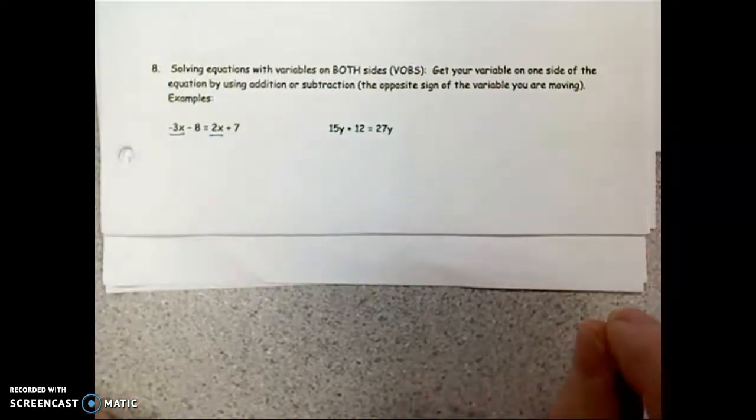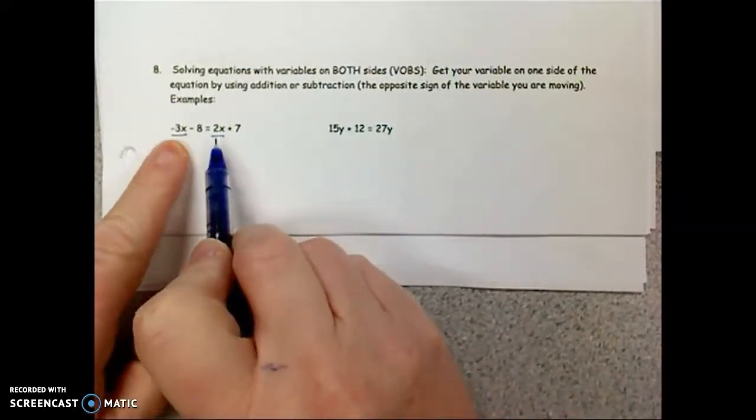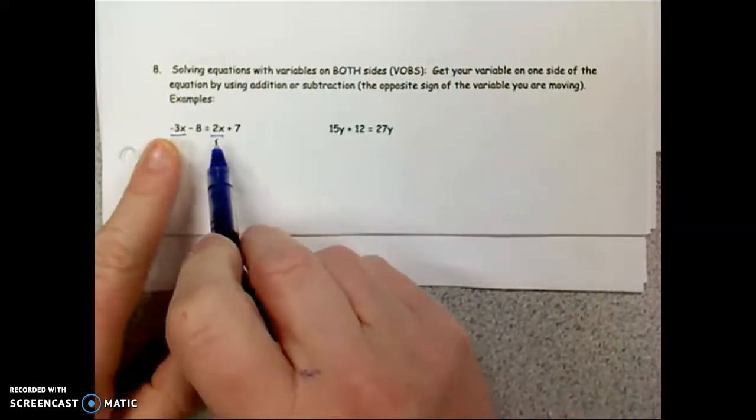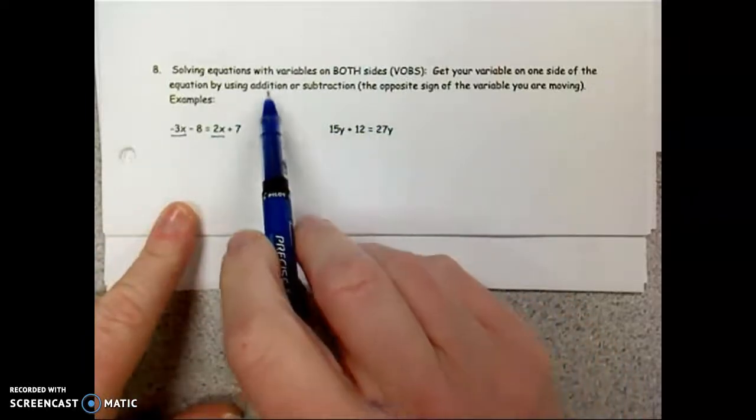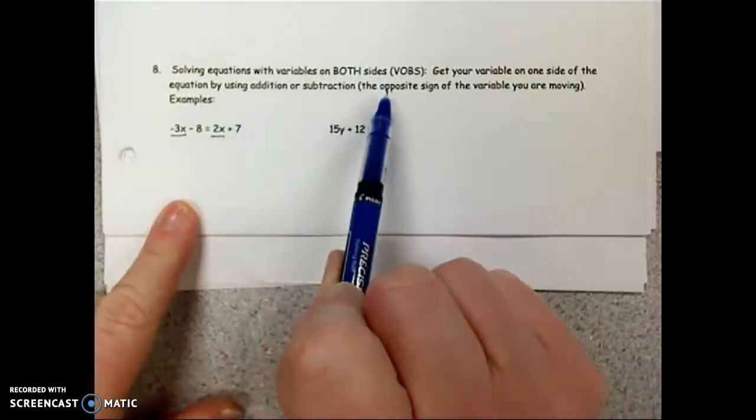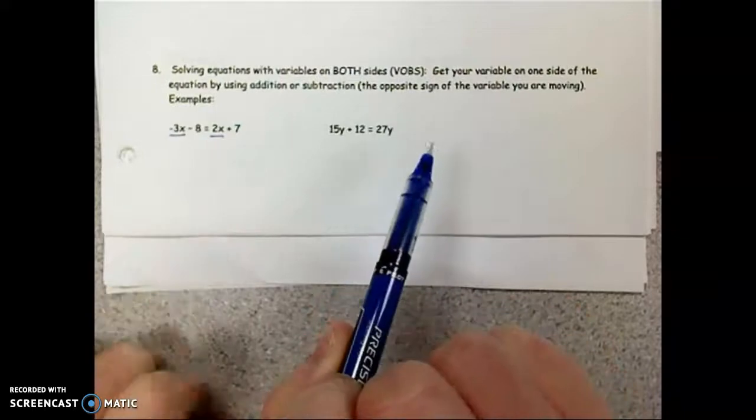So instead we call these variables on both sides. So you can't add negative 3x plus 2x. So remember, to get them on one side, you're either going to be using addition or subtraction. You're going to use the opposite sign of the variable you're moving.